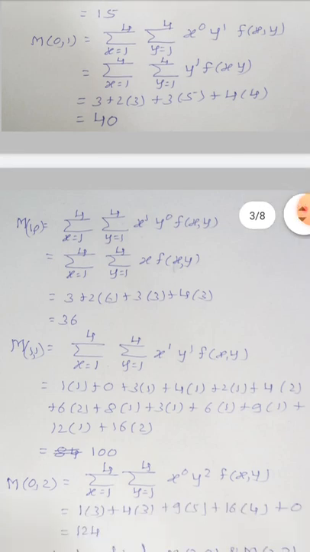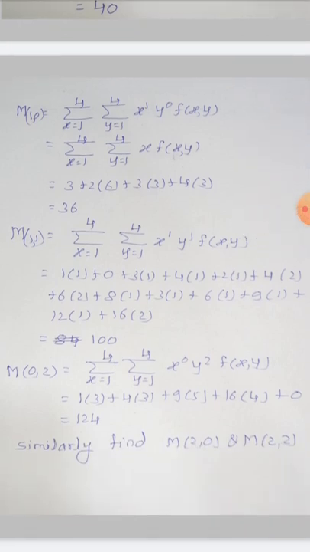Similarly, we can find M10. Now, opposite to the previous one, here i value is 1 and j value is 0. That's why the equation will be summation of x equal to 1 to 4, y equal to 1 to 4, x into f of xy. Now here, the particular row is multiplied with the pixel value f of xy. That's why we are getting 3 plus 2 into 6 plus 3 into 3 plus 4 into 3 equal to 36.